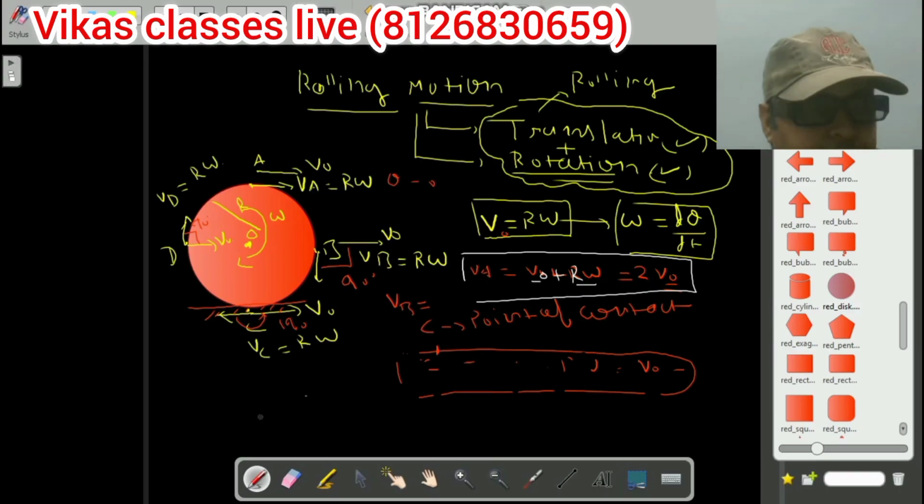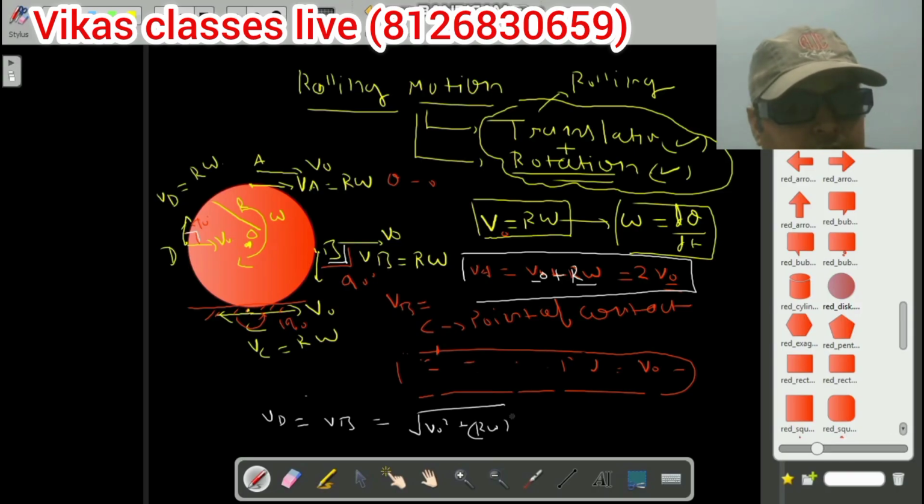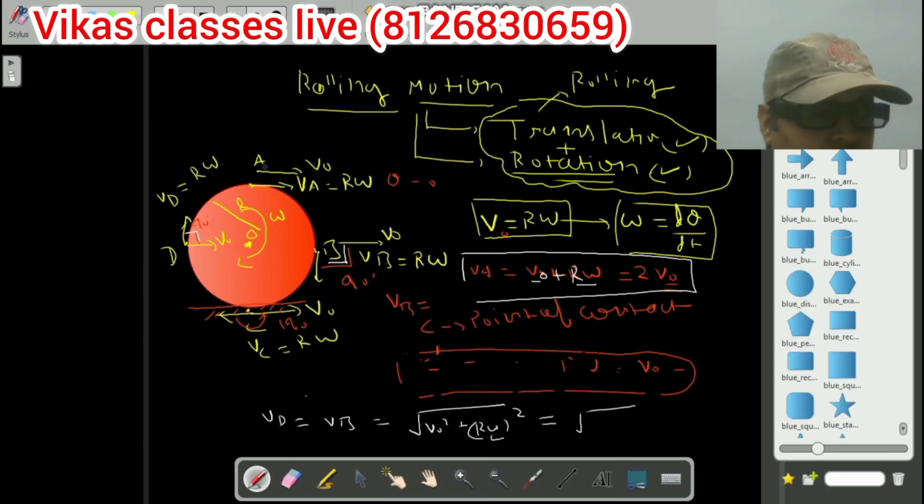Another one is Vd, which is equal to Vb. Both have an angle of 90 degrees, as shown in the figure. What will be the resultant? It is the square root of V naught square plus r omega whole square. The angle between these two velocities, linear translation motion as well as the rotation, in case of D and B point is 90 degrees. Is it 90 degrees? 90 degrees.